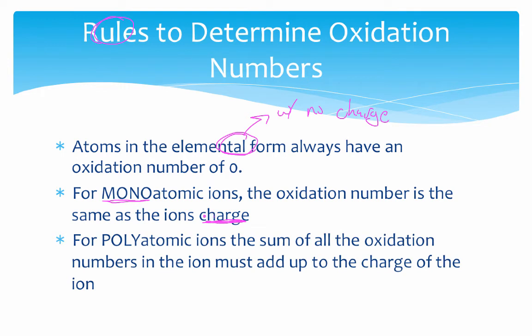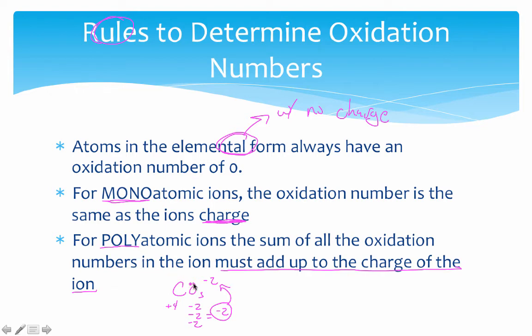For polyatomic ions, ions made up of multiple atoms, the sum of all oxidation numbers in the ion must add up to the charge of the ion itself. So for example, in the carbonate ion, CO3 with a charge of -2, we'll learn later that our oxygens always have an oxidation state of -2. 3 of those gives me a total of -6. That must mean the carbon is +4, so that the +4 and then -6 adds up to -2, which is the net charge of the polyatomic ion.